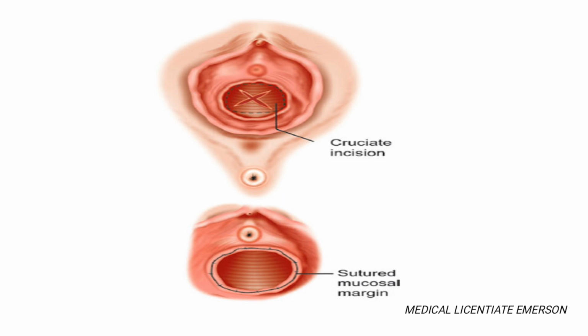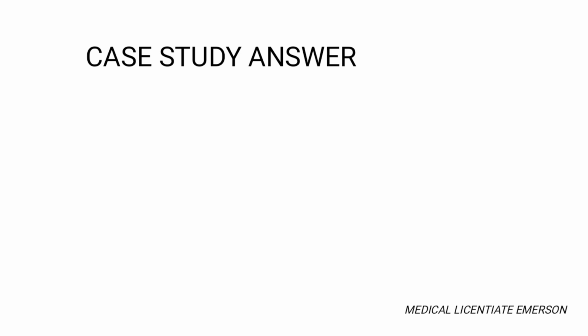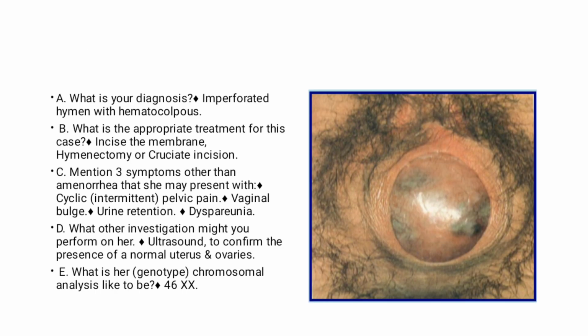Okay, so this is also another picture showing a cruciate incision being made on the imperforate hymen. Then after that, they suture the mucosal margins. Okay, so this is another picture. Then that's the end of the case study. So that's the end of the literature review. Then for the case study, the answers we can have.